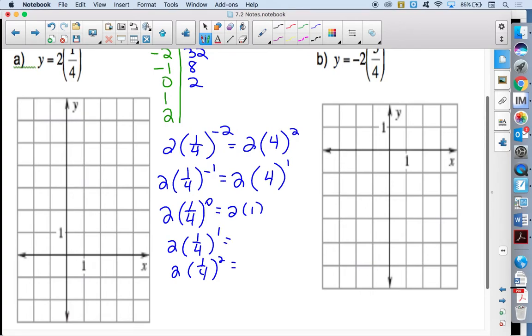So Izzo, what's 2 times a 4? A half. Yeah. And then this becomes 2 times 1/16. 1/4 squared is 1/16. Anybody know what 2 times 1/16 is? Ethan? Awesome, 1/8.